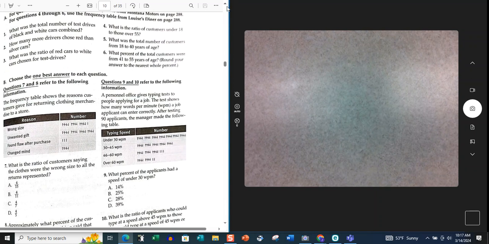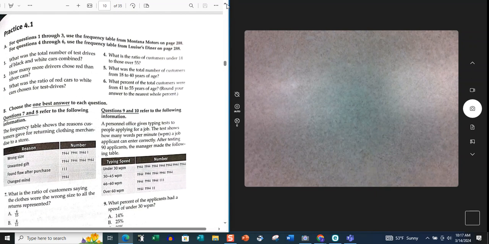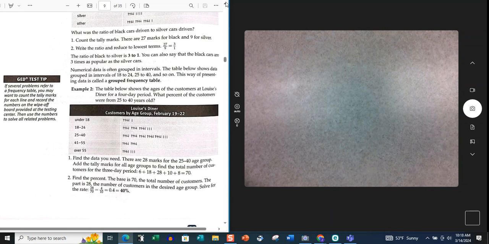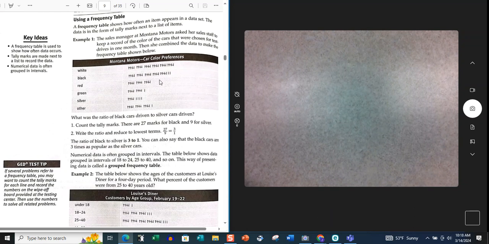Now, we go here to the practice problem. It says for questions 1 through 3, use the frequency table from Montana Motors on page 288. For questions 4 through 6, use the frequency table from Louise's Diner on page 288. It says what was the total number of test drives of black and white cars combined? Okay, so we go back up here. So we want the total of black and white cars combined.